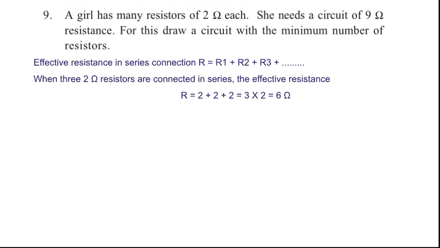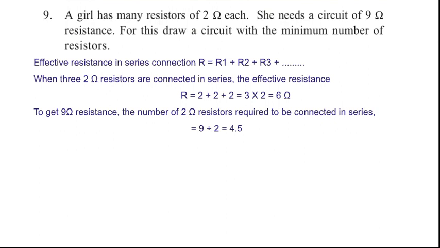That means if you are connecting 10 2 ohm resistors, the effective resistance will be 10 times 2, that is 20 ohms. And if you are connecting 15 2 ohm resistors in series, then the effective resistance will be 15 times 2, that is 30 ohms. Now, here we require 9 ohm resistance. So, in order to get 9 ohm resistance, how many resistors need to be connected in series?